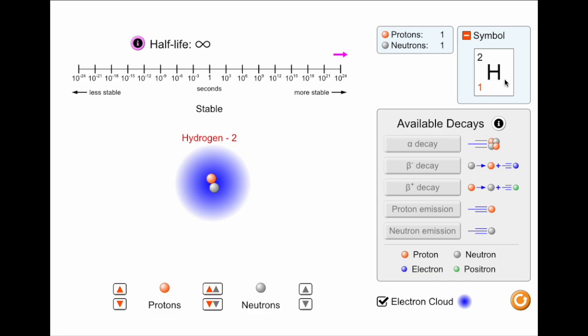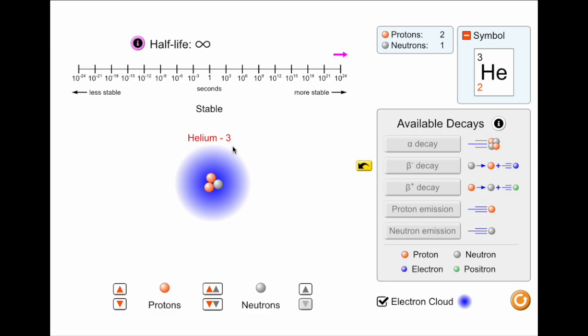Adding another neutron to the stage causes the nucleus to become unstable. The available decay section of the screen shows the beta decay as being highlighted. Selecting the beta decay button illustrates the decay and the transformation of the nucleus to helium. The nucleus now appears as being stable.